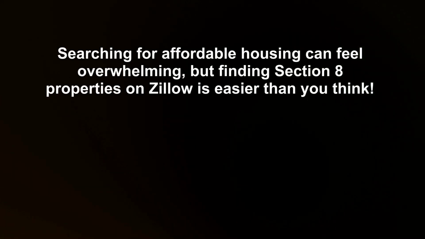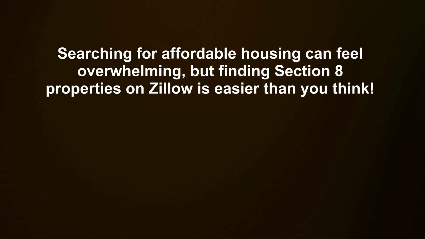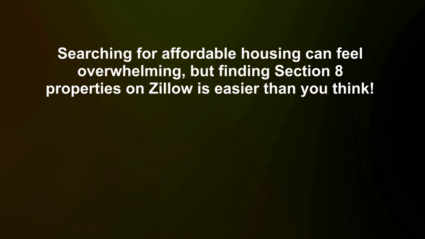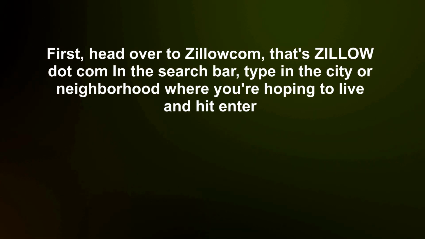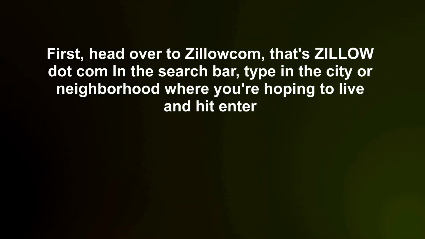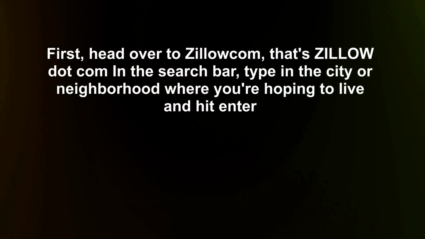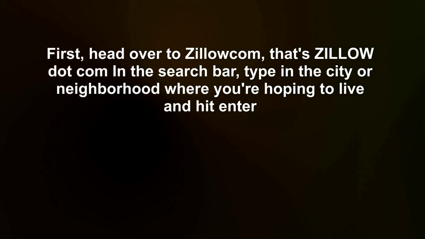Searching for affordable housing can feel overwhelming, but finding Section 8 properties on Zillow is easier than you think. First, head over to Zillow.com, that's Zillow.com. In the search bar, type in the city or neighborhood where you're hoping to live and hit enter.